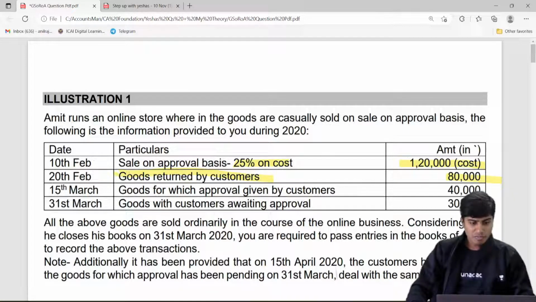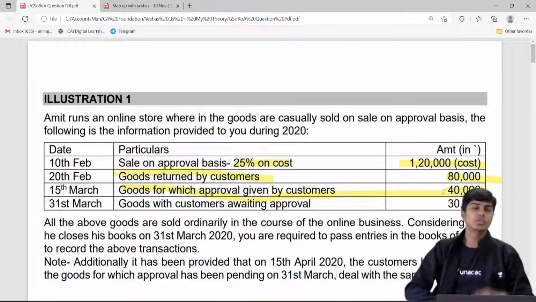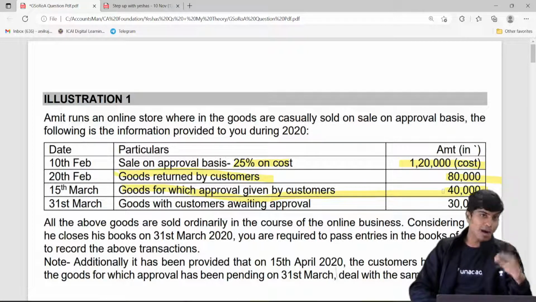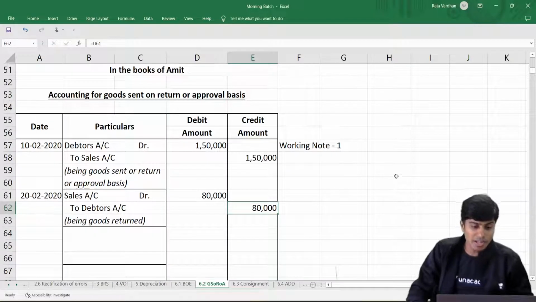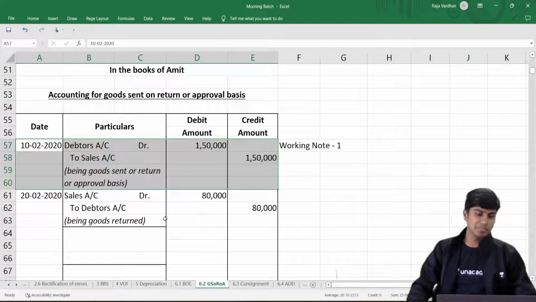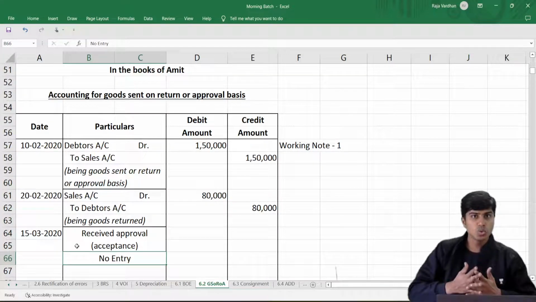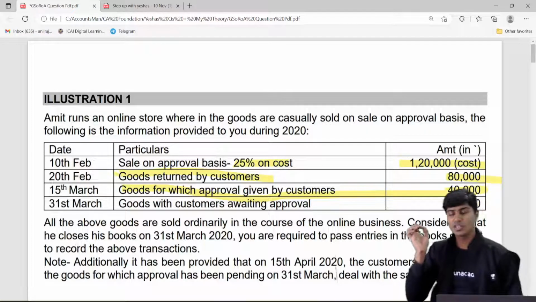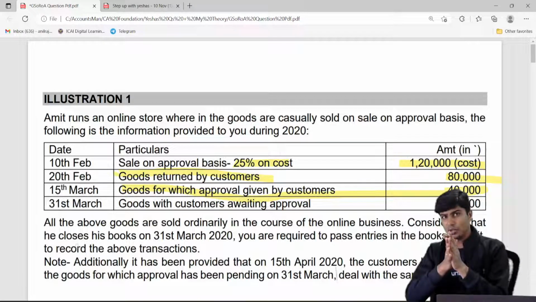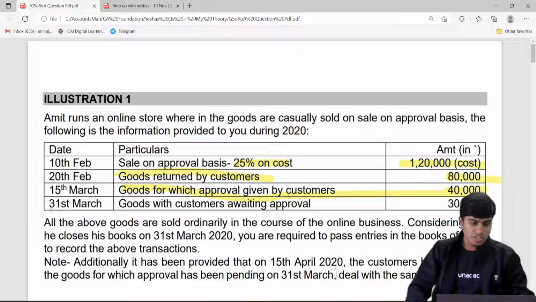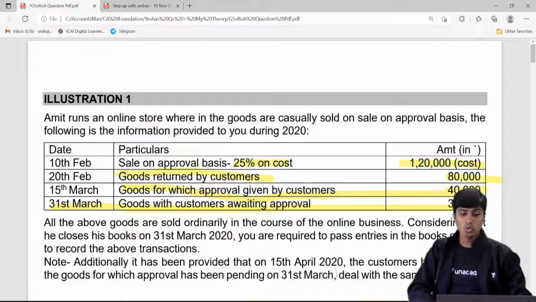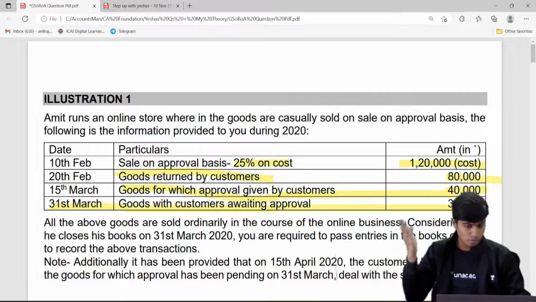On 15th of March, goods for which approval was given by the customer to the extent of 40,000. The customer has said yes to the extent of 40,000, for which we don't have to pass any separate entry because we already recorded the sales entry when the goods were sent. Now when the acceptance is received, there is no need to pass a separate entry. So we have sent 1,50,000 worth of goods, selling price being 1,50,000. 80,000 is returned, 40,000 is accepted. 80 plus 40 together makes 1,20,000. The balance of the goods which have been neither accepted nor returned, awaiting approval, is 30,000. You get that?